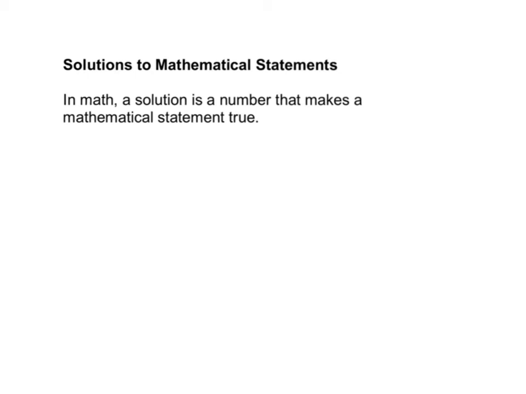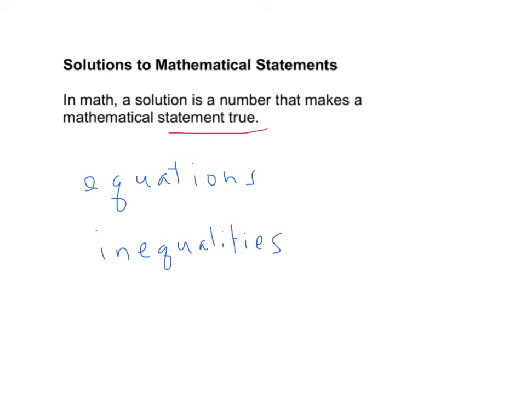All right, here's how we use this word in math. Here's our definition. In math, a solution is a number that makes a mathematical statement true. That's the key thing. It's going to make a mathematical statement true. And what do I mean by mathematical statement? Well, in our course, we're primarily going to be dealing with two types of mathematical statements. We're going to be dealing with equations, and we're also going to be dealing with inequalities. So the solution is going to be the number that's either going to make our equation true or it's going to make our inequality true.